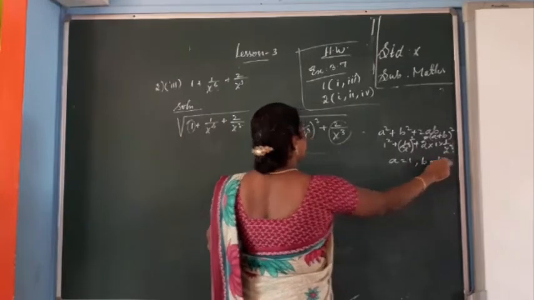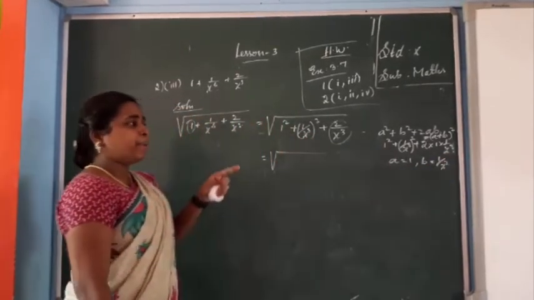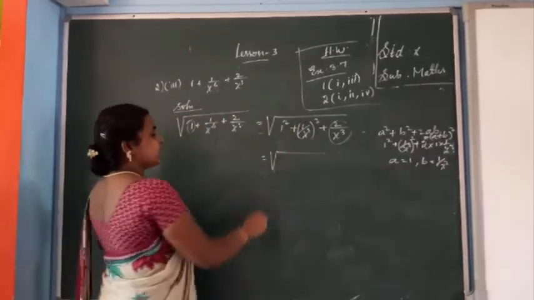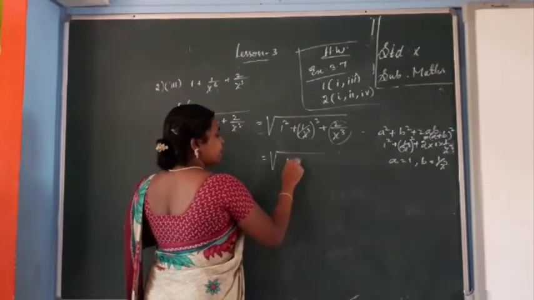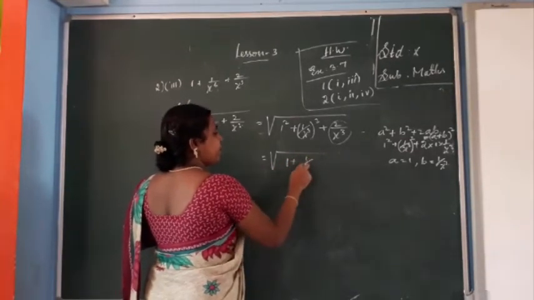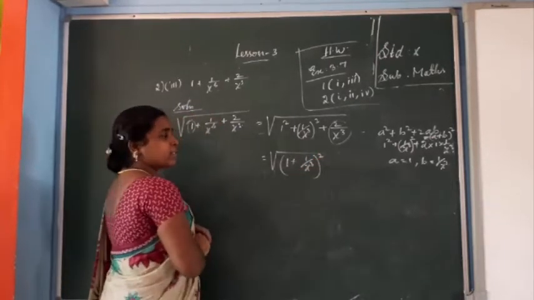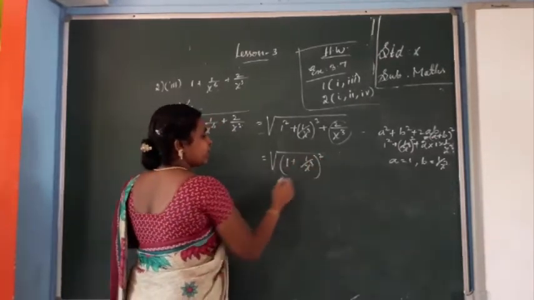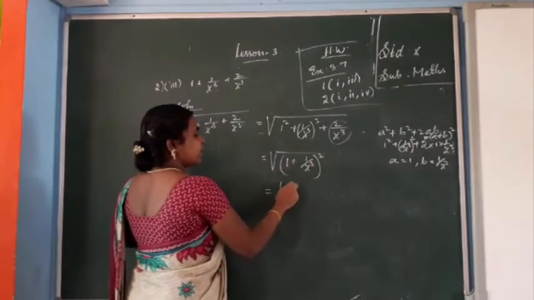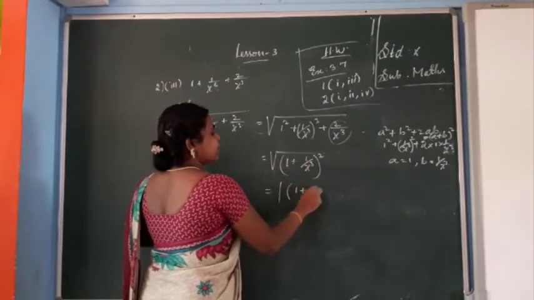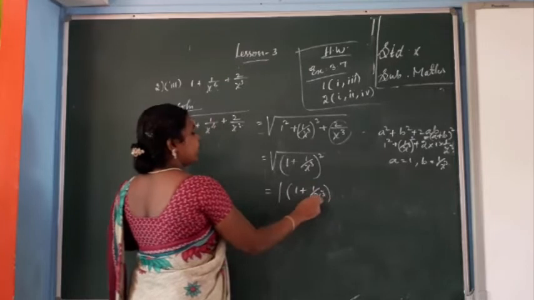Sorry, 1 by x cube. Okay, so a is 1, b is 1 by x cube. Then you can say now here a, 1 plus b. What's the value of b? 1 by x power 3, the whole square. Okay, a plus b the whole square. Now you can remove the square root and square. So what's the answer? Modulus 1 plus 1 by x power 3. Okay, this is the answer.